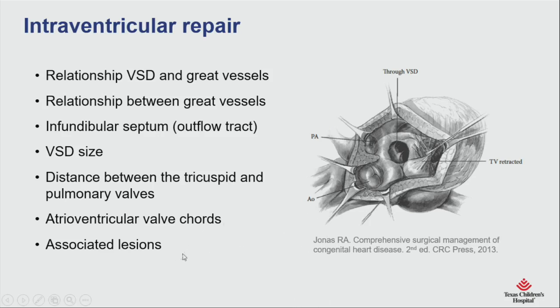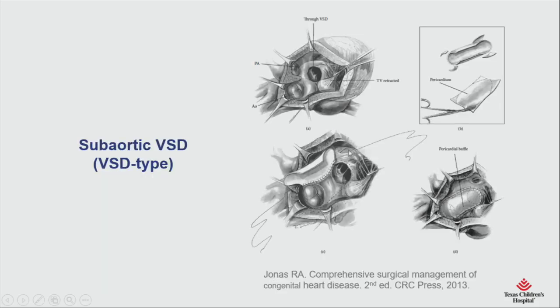The presence of AV valve cords and associated lesions is also going to be important. So when you have a subaortic VSD, I think it's essentially a glorified VSD. It's a little harder because the aorta is going to be more anterior on the heart, so it's a little harder to do technically, but essentially you're just using the patch to close the defect and create an intracardiac baffle.